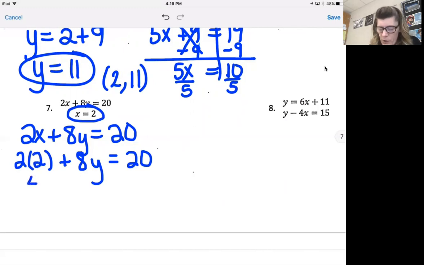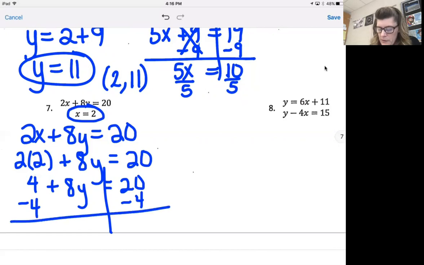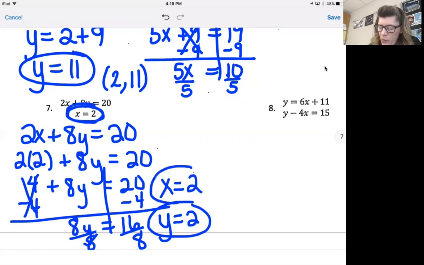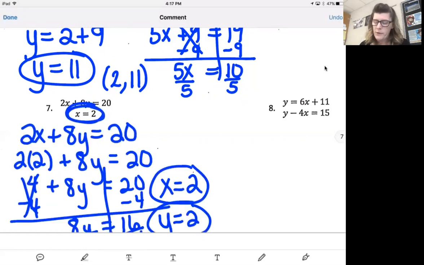So 2 times 2 is 4. 4 plus 8y equals 20. So now we have a two-step equation. Our job is to solve for y. So we subtract 4 from both sides. We get 8y equals 16. Divide by 8. And we get y equals 2. Well, we already knew that x equals 2. So we have x equals 2, we have y equals 2. We're done because we have both variables solved for.